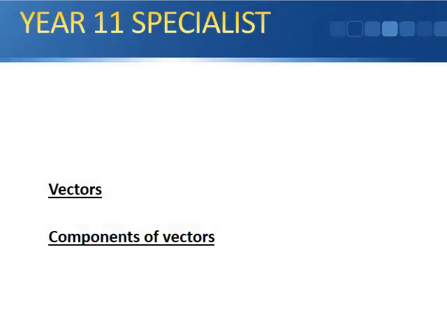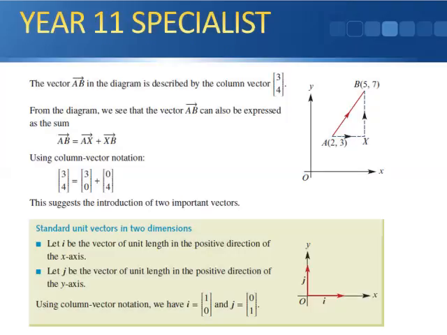Components of vectors. The vector A in the diagram is just a column vector. It goes 3 units and 4 units that way, and I quickly did that by subtracting. And of course we can go from A to B by going from A to X and X to B, just like we did before.